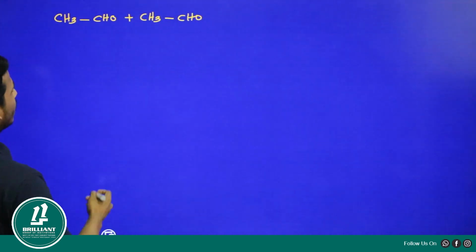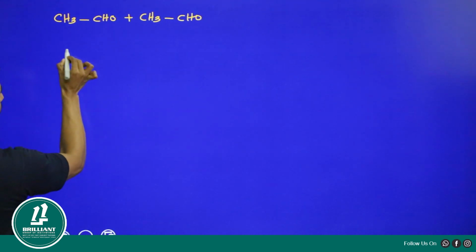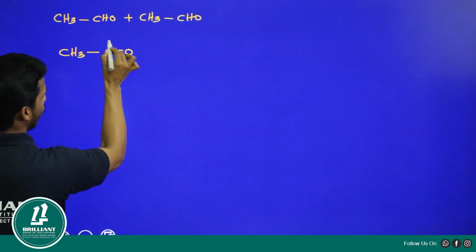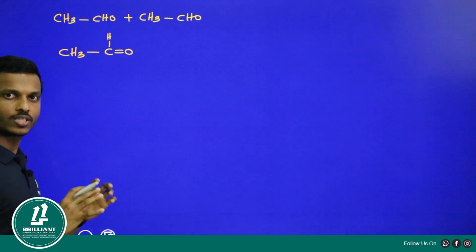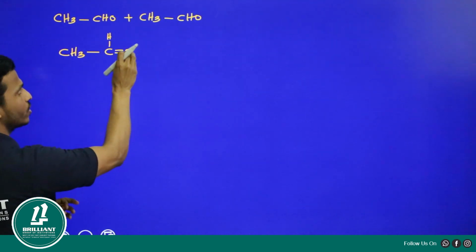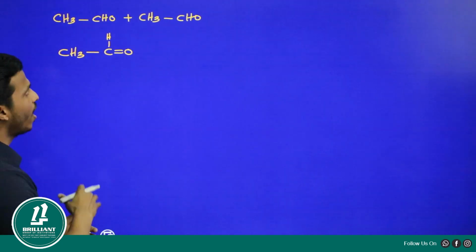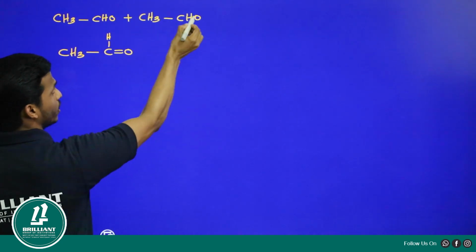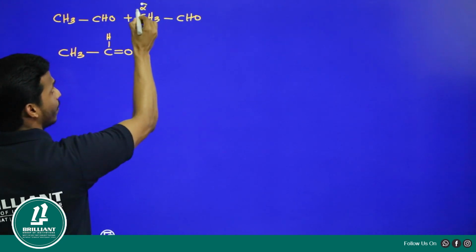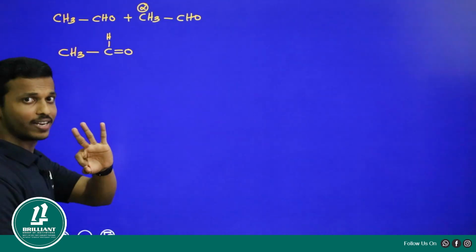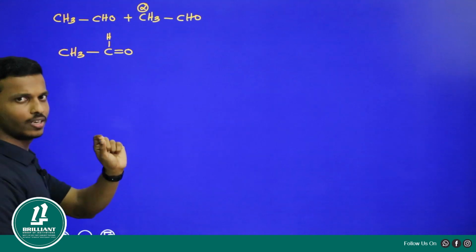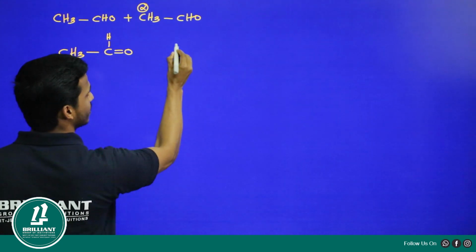Very simple. The first compound, let me write in this pattern, like CH3COH, okay? CH3CHO. Just write the oxygen in the linear pattern. After that, take the second compound. In the second compound, you know, this is the functional group and this is the alpha carbon. The alpha carbon contains 3 hydrogens, right? Let me just write the alpha 3 hydrogens, 2 hydrogens like this.